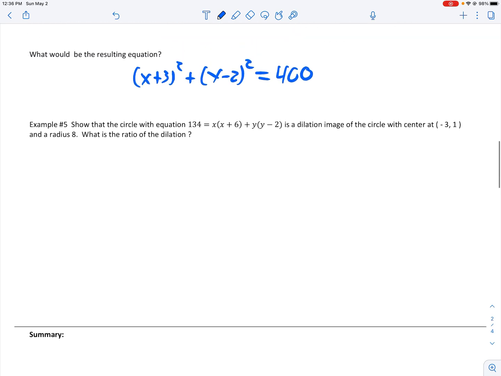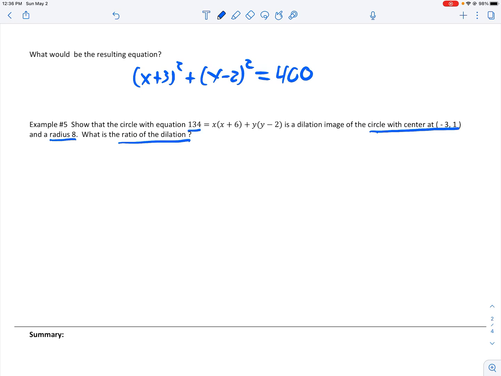So example 5. Show that the circle with that equation is a dilation of the circle with a center of -3, 1 and a radius of 8. What's the ratio of the dilation? So if it's going to be a dilation, it's just the same circle enlarged. Okay, so we need to first figure out the center and the radius of that equation.